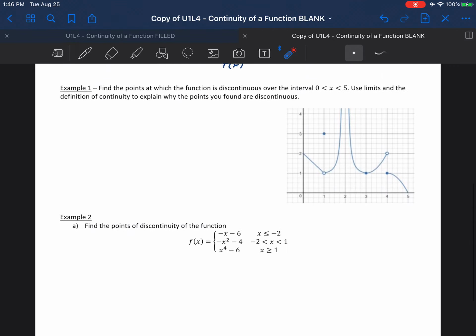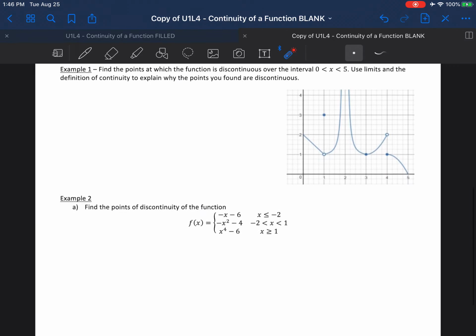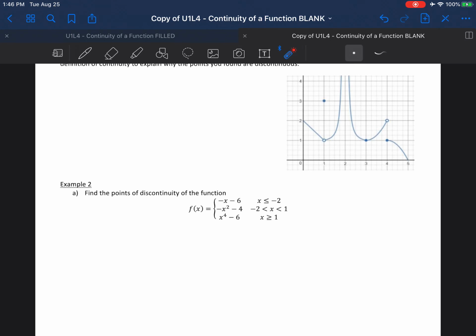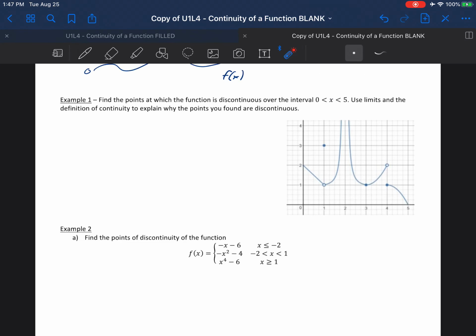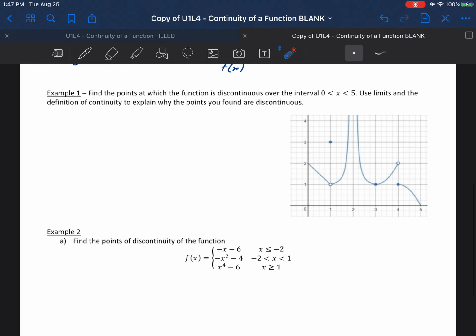two examples, and then we will conclude just this video. All right, example 1. What are the points at which the function is discontinuous over the open interval 0 to 5? So if we go from 0 to 5, not including 0, not including 5, when is this thing discontinuous? Use limits and the definition of continuity to explain why the points you found are discontinuous.